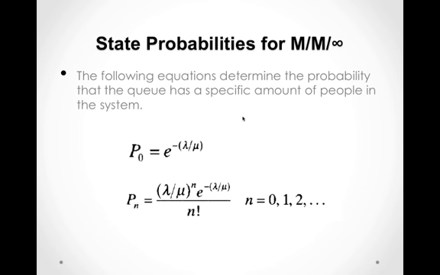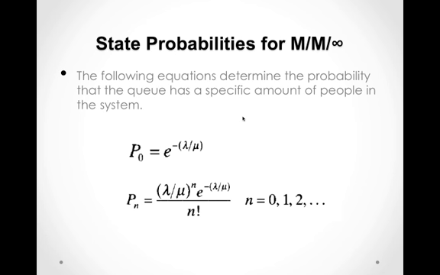Taking a look at the following state probabilities for the infinite queue. Using lambda and mu, we can compute state probabilities. P naught, also known as the probability of being in state 0, is equal to e raised to the negative lambda divided by mu. And again, this is state 0 where no one is being served and no one is in the system.